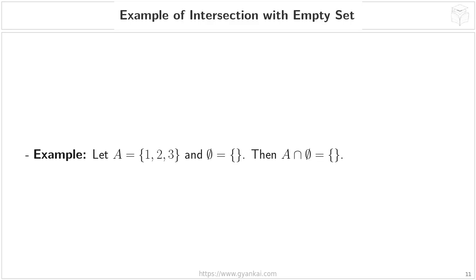Example of intersection with empty set. Let's look at another example to solidify our understanding of how the empty set interacts with set operations. This is slide 11, and it focuses on the intersection of a set with the empty set. Here, we are given a set A, which contains the elements 1, 2, and 3. We can represent this as A equals the set containing 1, 2, and 3.